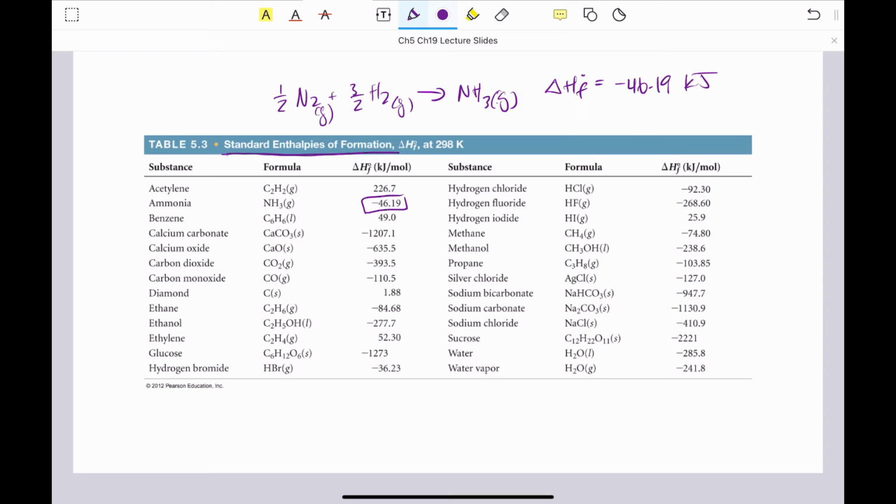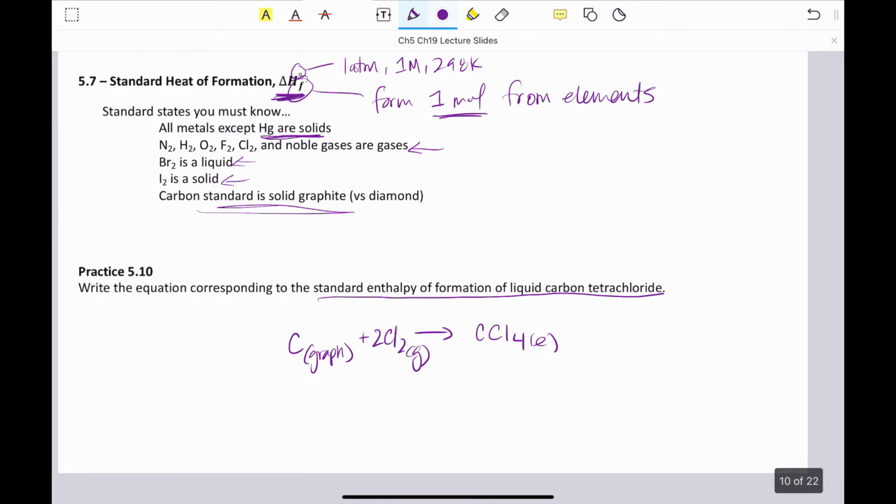Does that make sense, right? And it is one of the few times where it is common to see fractional coefficients, because by definition we need to produce simply 1 of whatever our product is. Yes? All right. Now doing some other practice.